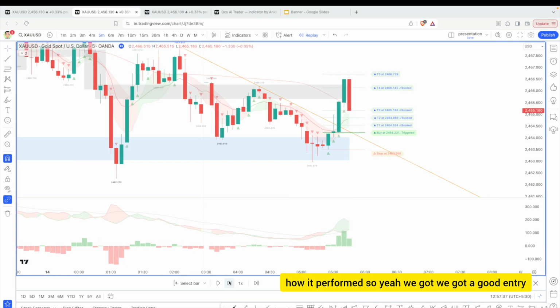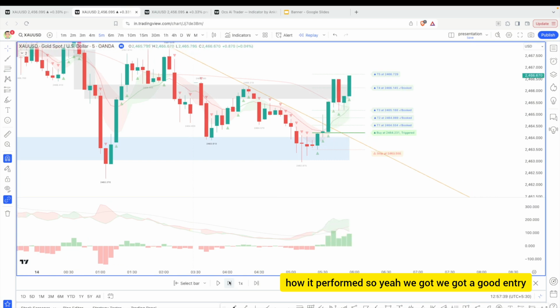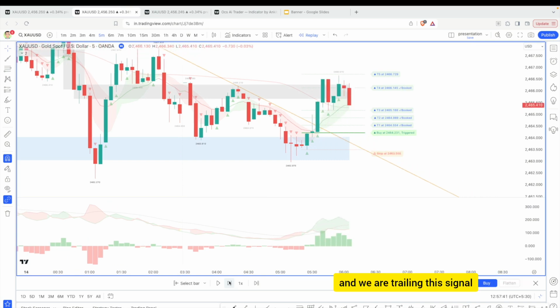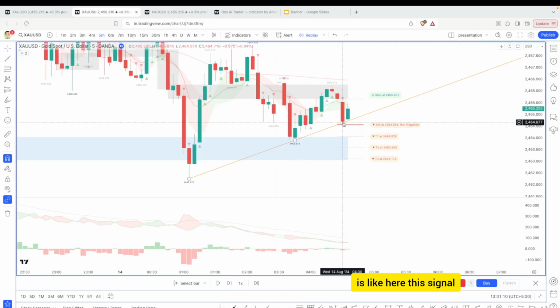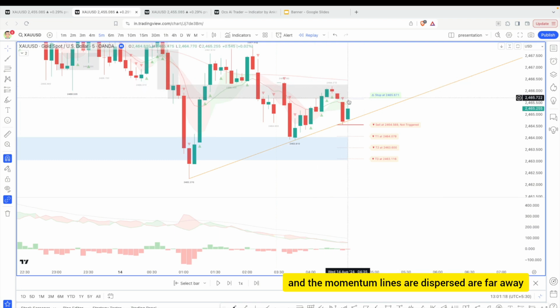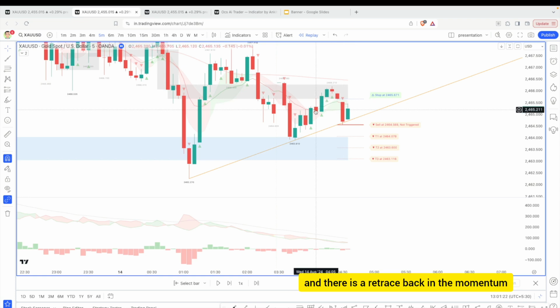So yeah, we got a good entry and we are trailing this signal. Okay, so another example for cumulative volume delta is here, this signal. What do we see over here? This signal has breached the trend line. This is below the volume float level, and the momentum lines are dispersed, far away, and there is a retrace back in the momentum line first.